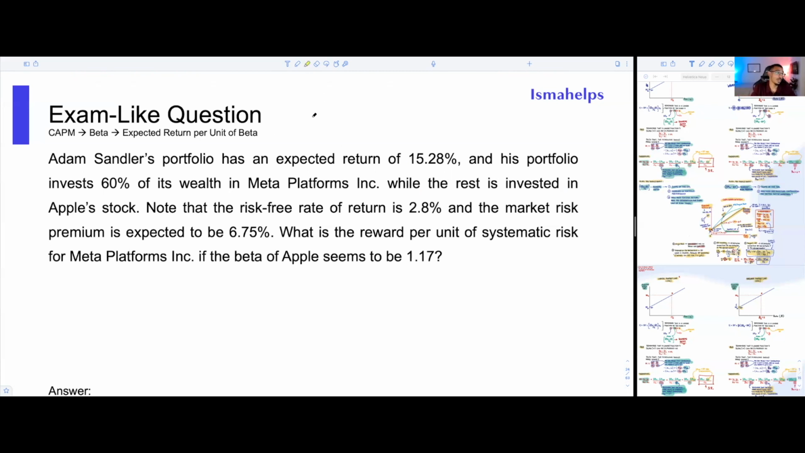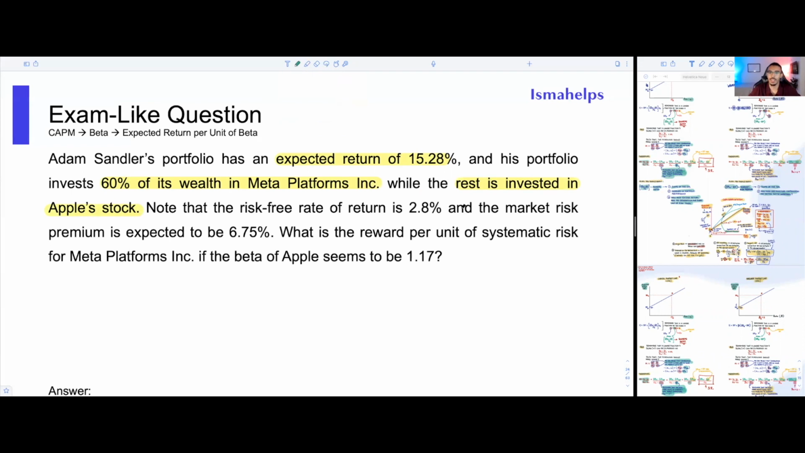This question is awesome because we're dealing with Adam Sandler. Imagine we're dealing with Adam Sandler's portfolio. He entrusted us with his portfolio. That's pretty awesome. His portfolio right now has an expected return of 15.28%. His portfolio has invested 60% of its wealth in Meta Platforms Inc., also known as Facebook back in the days, and the rest has been invested in Apple stock. So already there, we're giving you some pretty valuable information.